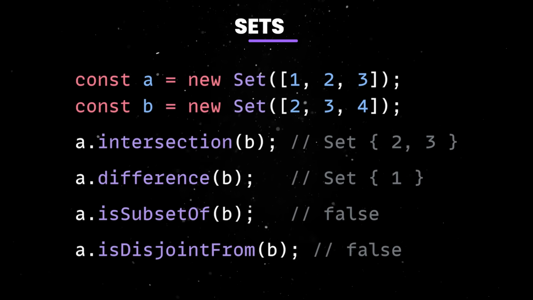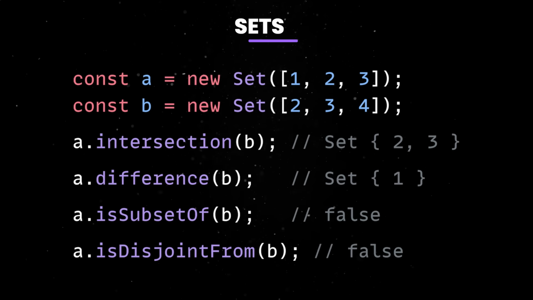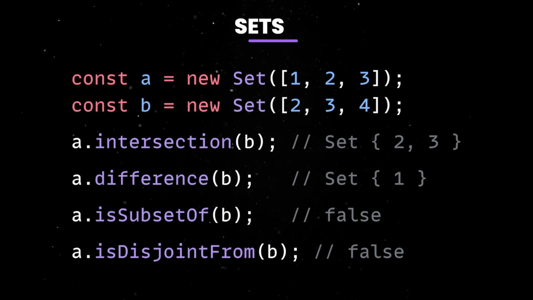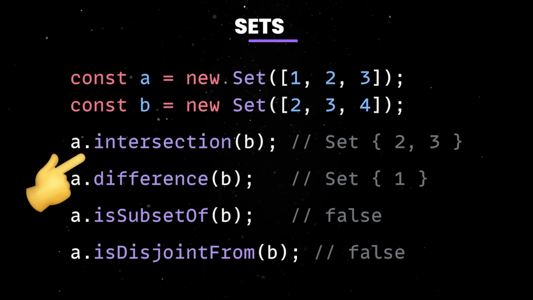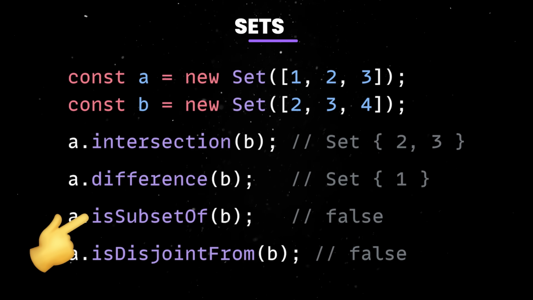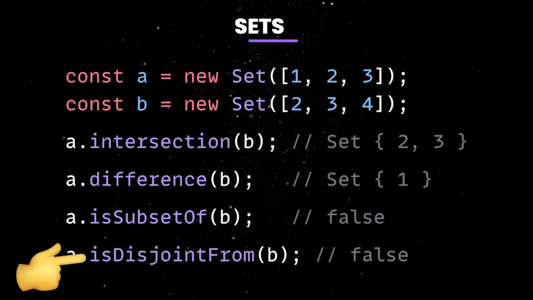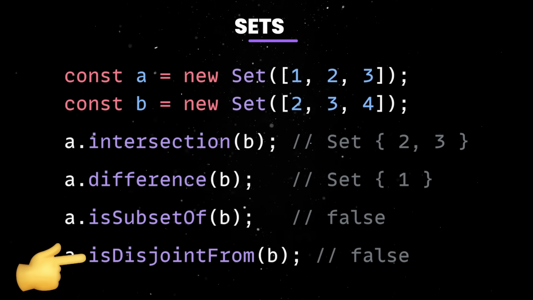ECMAScript 2025 comes packed with a few new set methods. They are easy to understand, especially if you've already used them in a language like SQL. Intersection finds common elements in two sets. Difference subtracts the right set from the left one, isSubsetOf checks whether the first set is entirely contained by the second, and isDisjointFrom checks whether the two sets are entirely different.